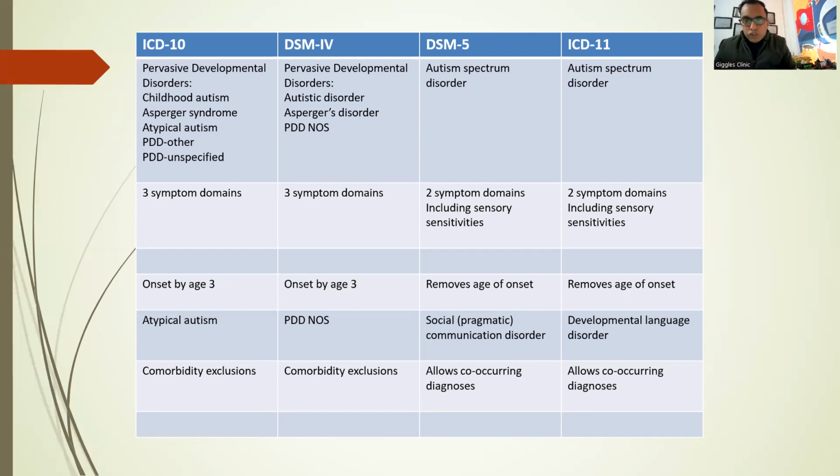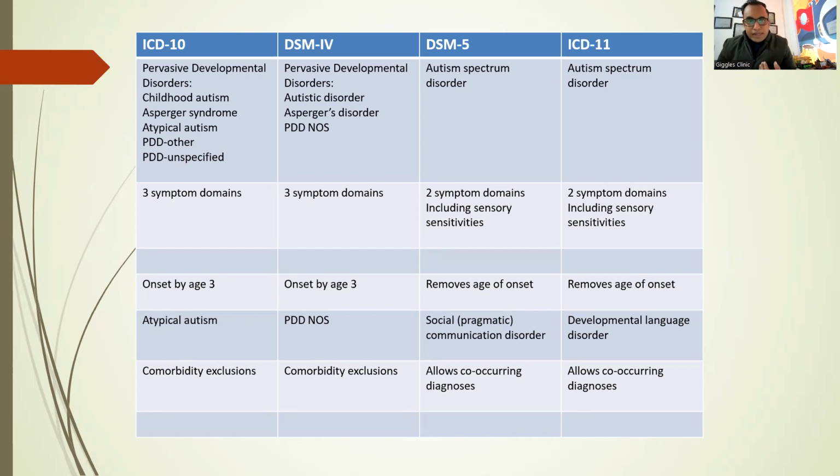So now we do not use the terms classic autism or simply autism. We use autism spectrum disorder because it's a spectrum. It's not a single term or diagnosis. Similarly, in ICD-11, they have used autism spectrum disorder. Another important thing is that in ICD-10 and DSM-4, they were using 3 symptom domains. But now in DSM-5 and ICD-11, they are using only 2 most important domains: behaviors and communication issues.